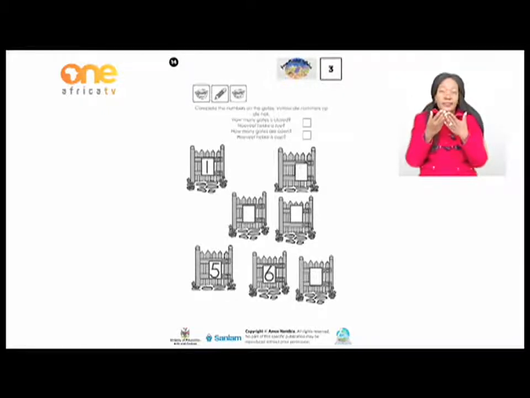The next question says, how many gates are open? Do we have any gate that is open on page 14? Look closely at all the gates. Once you have finished that activity, I would like to say, well done.